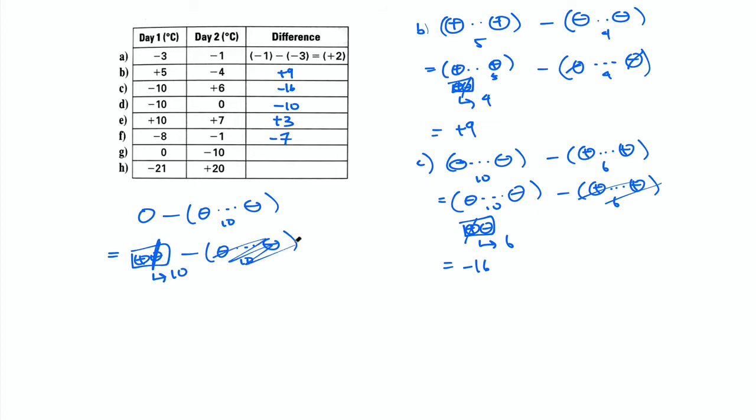the 0 counters, and we're done here, right? So we'll be left with just the 10 positive counters from the 0 counters. So this will be just plus 10. Okay, so this is plus 10.